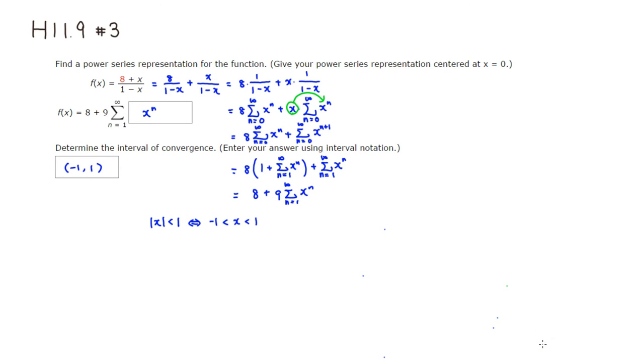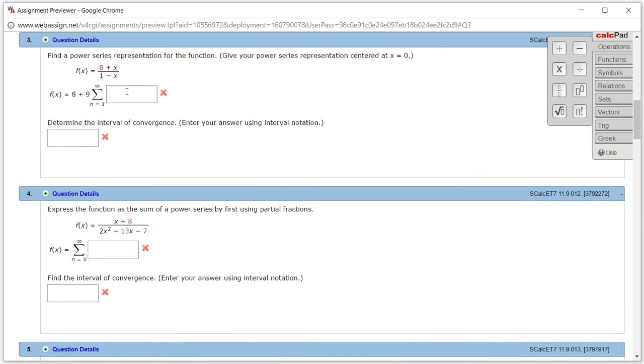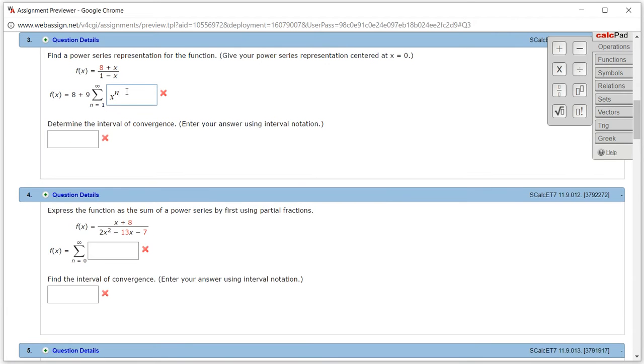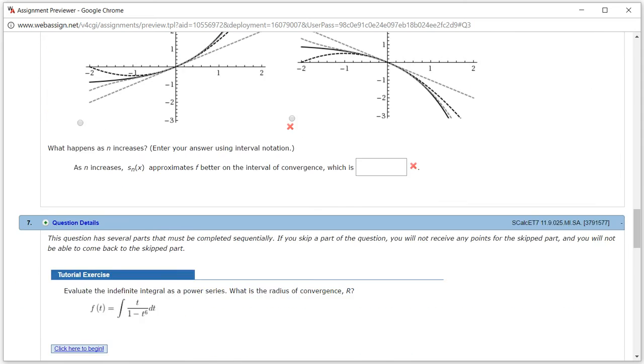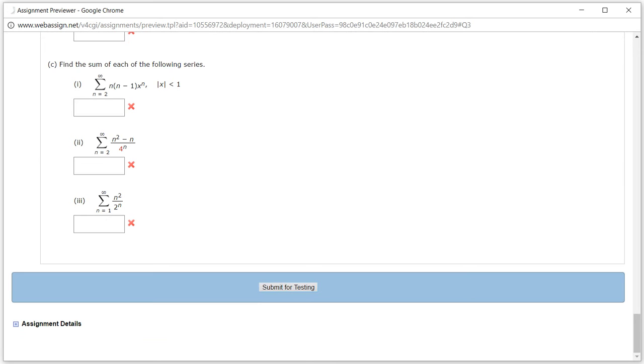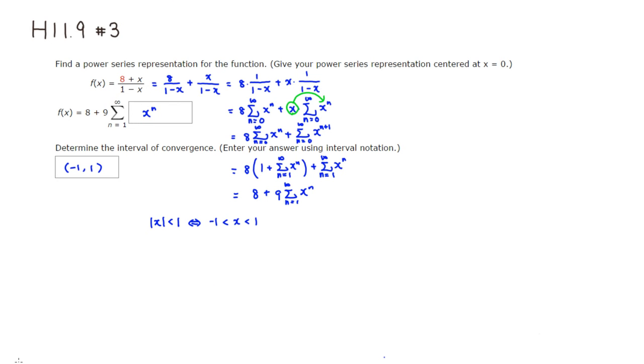All right, let's type it in. We got the x to the n here, and then it's going to go from -1 to +1. Let's check the answer. It came back and looks like we got this one correctly. That's it. I hope that this was clear.